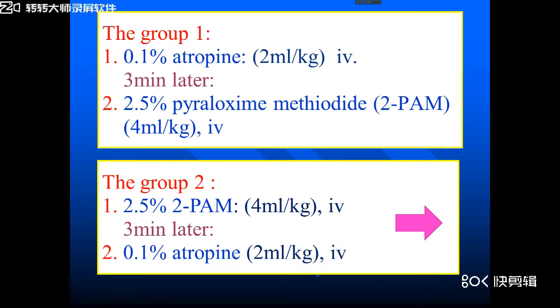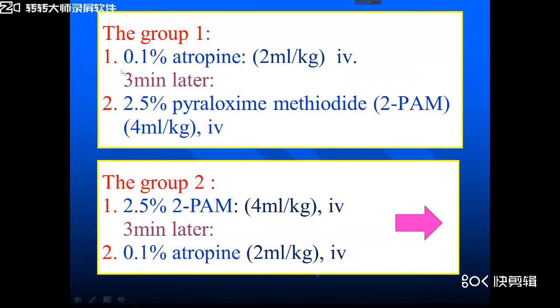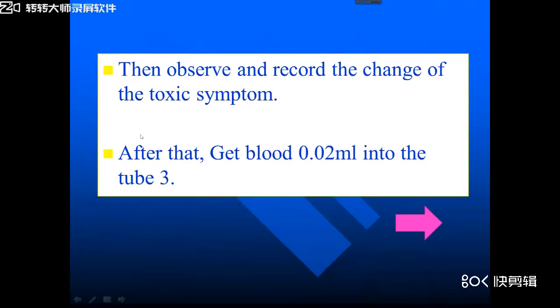But just now, at the beginning of this lab, we learned the first choice agent is atropine. So, in fact, when you save the life, the first group's therapeutic effect is better than the second group's. That means the mortality of the second group is higher than the first group. After we use the special antidotes, atropine and pralidoxime chloride, you can save the life.